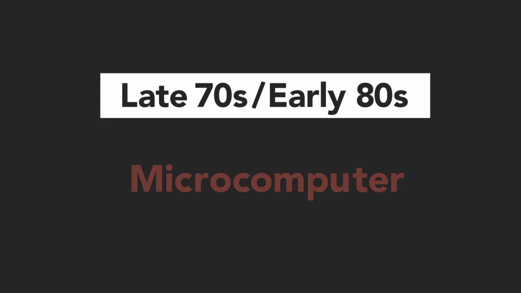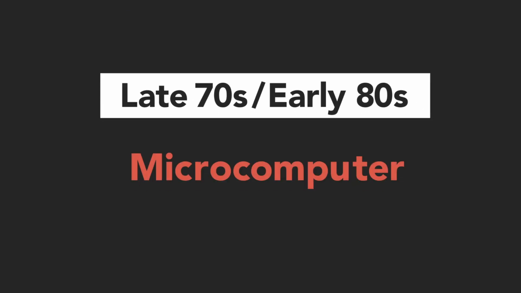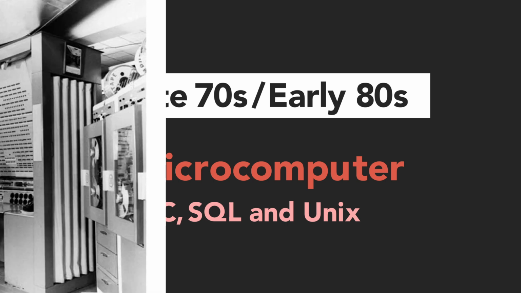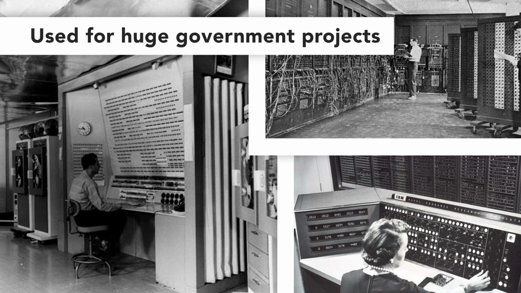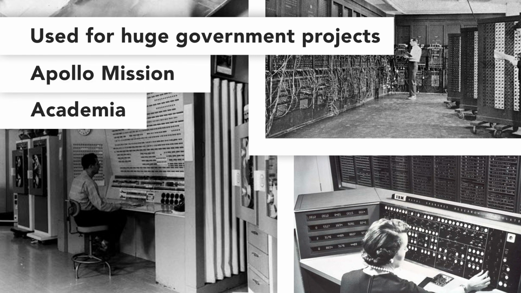Let's fast forward to the late 70s, early 80s. At this point, we've got a pretty major breakthrough with the microcomputer, and easier-to-use technologies that I mentioned, C, SQL, and Unix, are starting to become mainstream. Many more people can become programmers than before. Up to this point, computers were huge, and really they were only used for huge government projects, like the Apollo mission or in academia, or by huge organizations that I just mentioned.